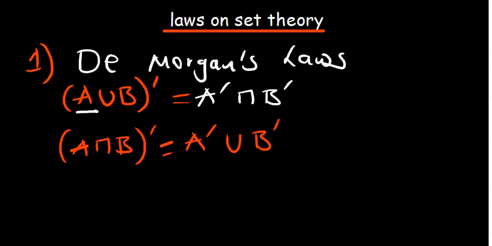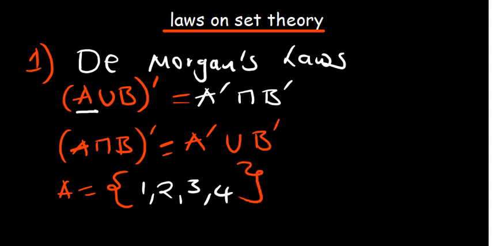Okay. So there are some cases where they may ask you to prove these De Morgan's laws. So let me give you an example. Let's say, for the sake of an example, set A has members 1, 2, 3, and 4. That is our set A. Then for another set B, we have elements 0, 2, and 4. Let's say that's what we have.